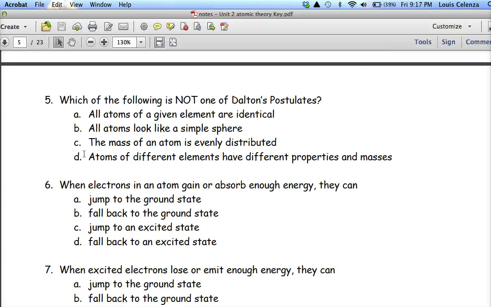And the last 3, which of the following is not one of Dalton's postulates? Let's see. Well, all atoms of a given element are identical. Well, that is one of his postulates. All atoms look like a simple sphere. That is one of his postulates. The mass of an atom is evenly distributed. Atoms of different elements have different properties and masses.